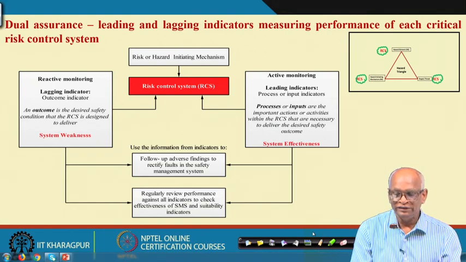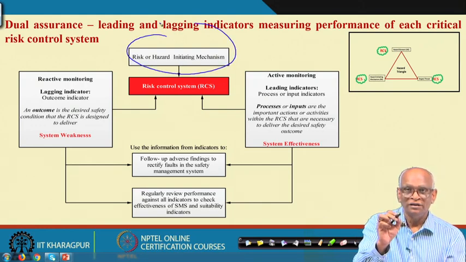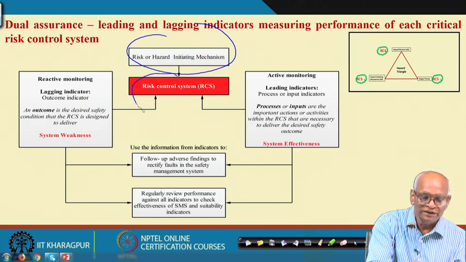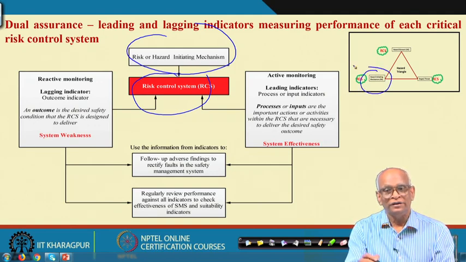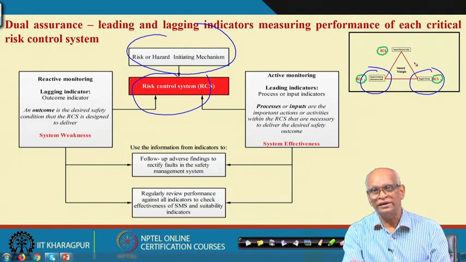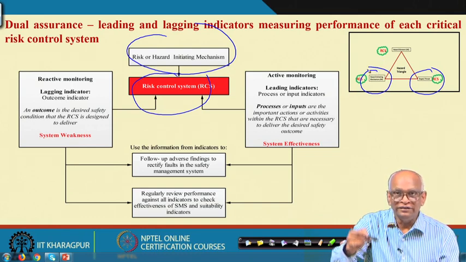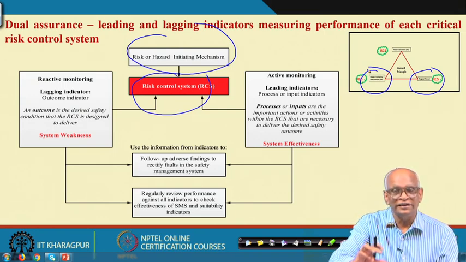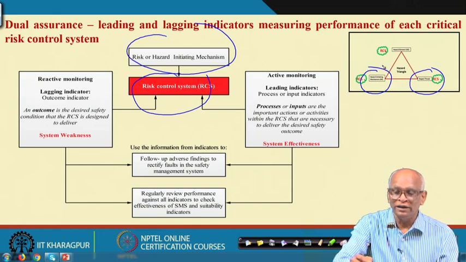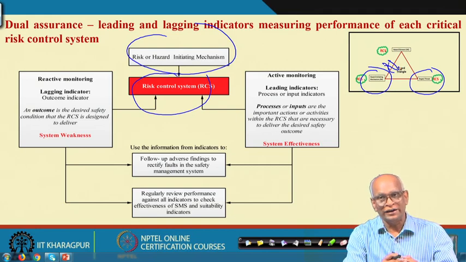So, what is dual assurance? You have the initiating mechanism. For the initiating mechanism, you put the risk control systems. Always, if you do not control the initiating mechanism, then it will result in the target or consequence. So, at the initiating mechanism, you should not allow the hazard initiating mechanism to function. You have to put the intervention there, between the hazard element and the hazard initiating mechanism.